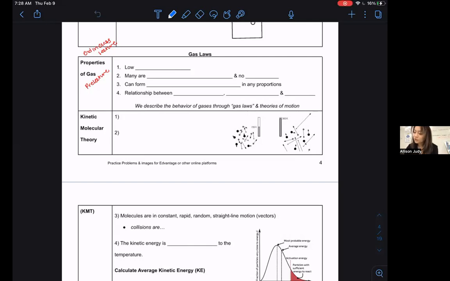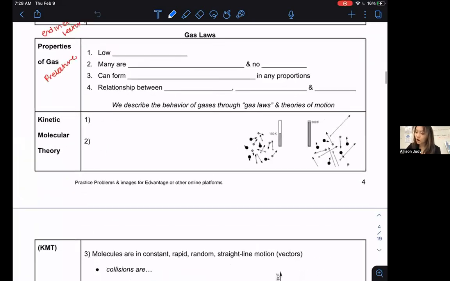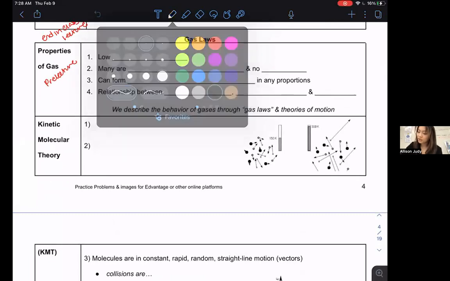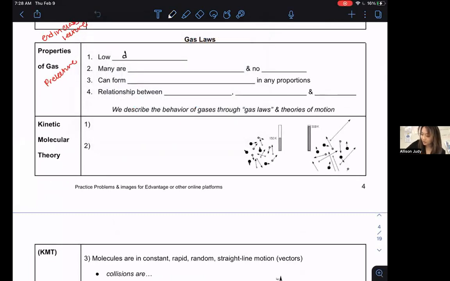So as far as gases go, gases have some common properties amongst themselves. Gases have really low density, considering that they're very widespread in a given amount of area, or volume, and many are colorless and odorless. Many, not all, as we know, are colorless and have no odor.